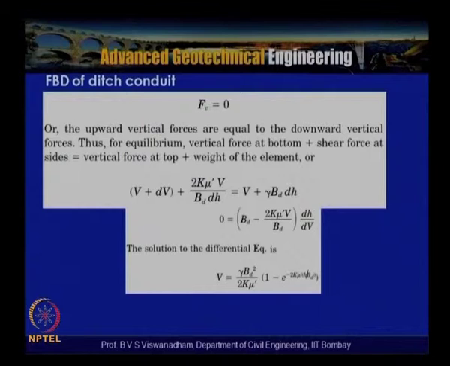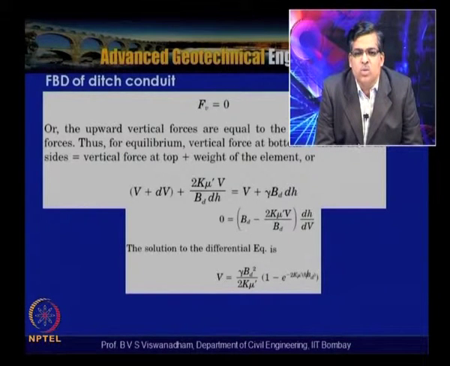So that is the vertical force at the bottom, that is nothing but V plus delta V, and the shear forces at the sides, that is because the two sides are there, is 2 into K into V by BD into DH into mu dash. So two sides are there, so multiplied by 2, is equal to V, that is the stress acting on the top of the horizontal slice, plus the self weight force, that is gamma BD into DH. By simplifying, what we get is 0 is equal to gamma BD minus 2K mu dash V by BD, into DH by dV.